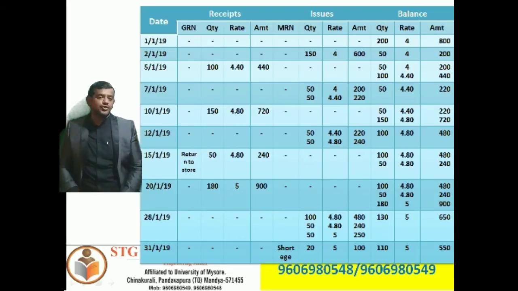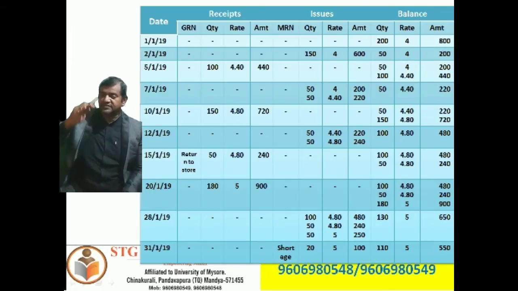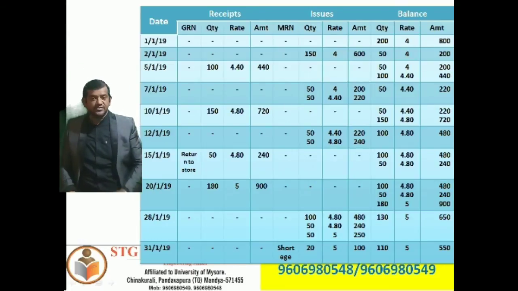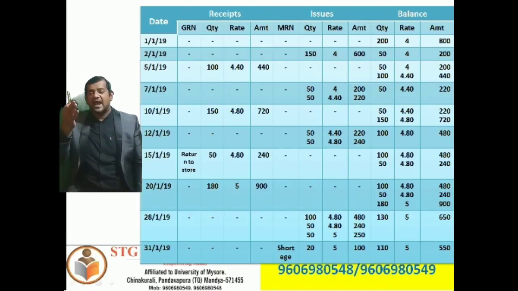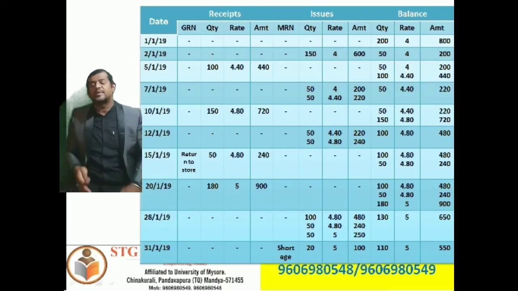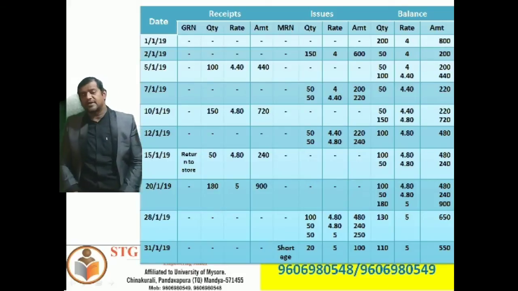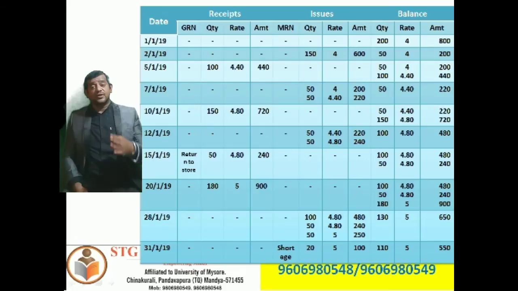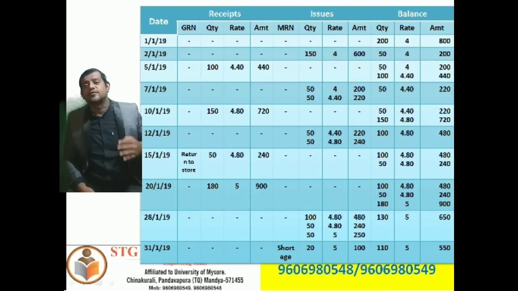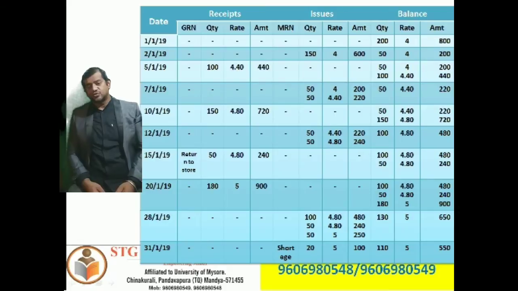So on 7/1/2019, receipts column, GRN nil, quantity nil, rate nil, amount also nil. But under issues column, MRN nil, but there is an issue of 100 units. 50 units at ₹4, since it is first in first out, the top item in the balance column will be issued first. So 50 units at ₹4 each, 200 rupees, and out of the remaining, 50 units at ₹4.40, 220 rupees, have been issued for 100 units. So the balance will be 50 units of ₹4.40, that comes to 220 rupees.